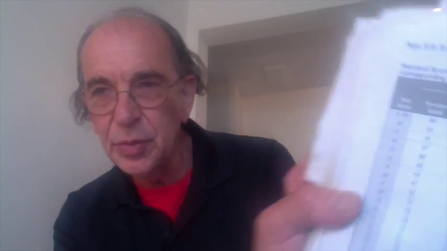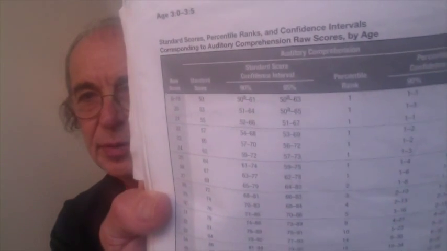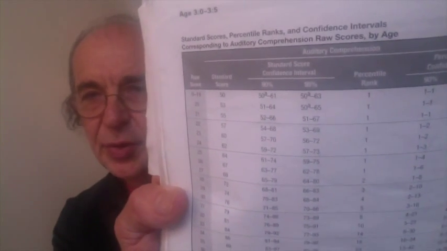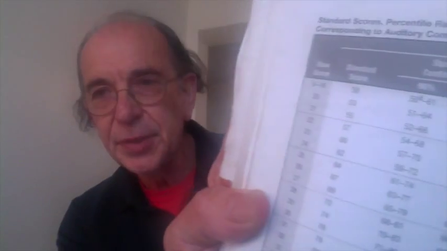There's a raw score, and then I can just find a standard score that corresponds to the raw score. I could just teach you to do that. Just look at the manual and find the standard score that corresponds to the raw score, and you would see how the child compares to his or her peers.